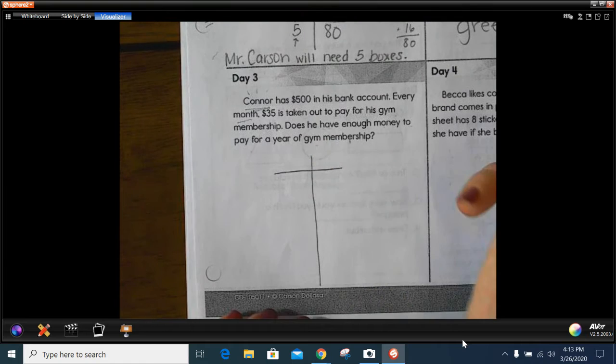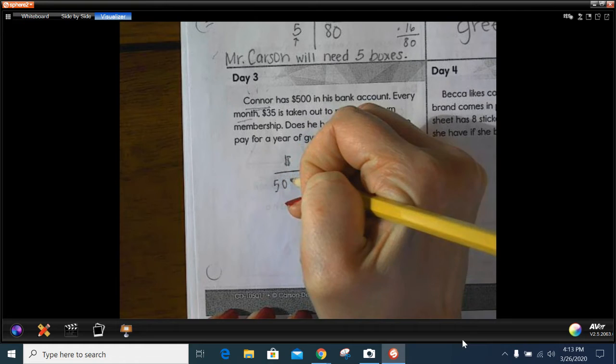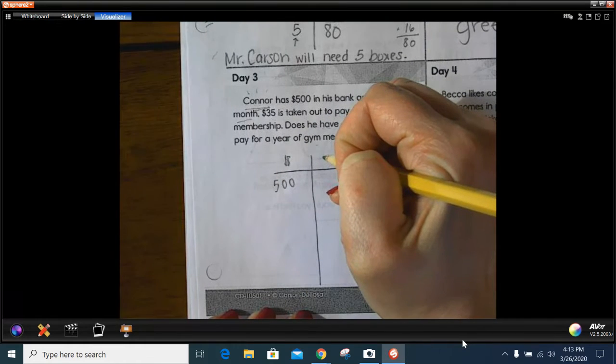So what I want to do here is just show how much money he has. So I'm going to kind of just go with a T-chart, okay? And then I'm also going to show the months.